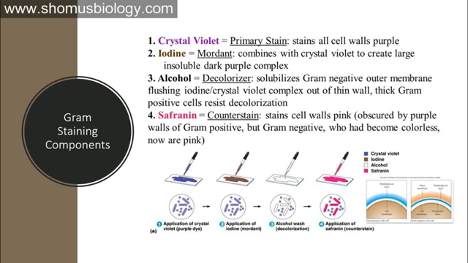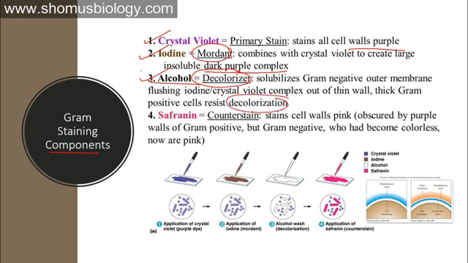So how exactly is Gram staining done? Before understanding the steps, let's first know the components of Gram staining. Four components are used. Crystal violet is the first one, acting as a primary stain that stains all the cell walls purple. The second one is iodine, which acts as a mordant and combines with crystal violet to create a large insoluble dark purple complex. The third one is alcohol, acting as a decolorizer, which solubilizes the gram-negative outer membrane and flushes the iodine-crystal violet complex out of the thin wall, while the thick gram-positive cell resists this decolorization.